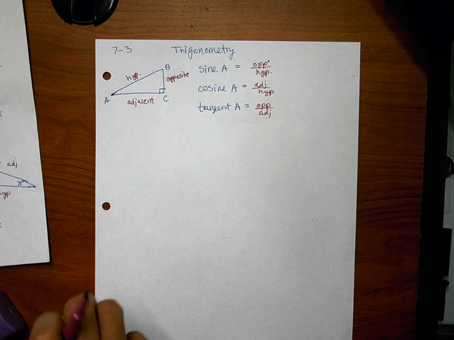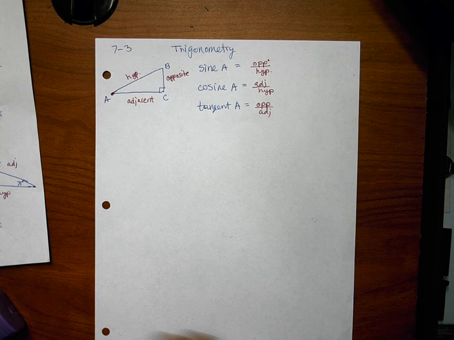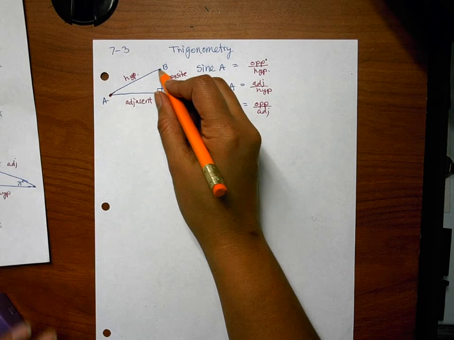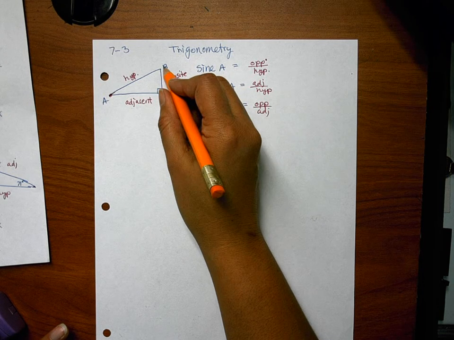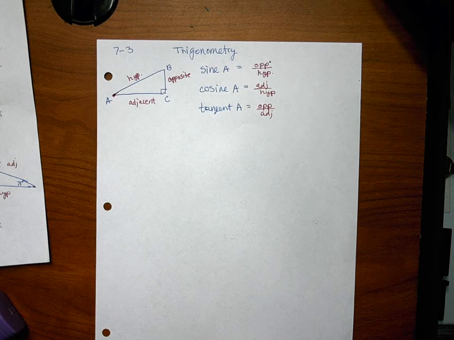Now, I only labeled the sides here in reference to angle A. If I were to have done angle B instead, that would still be the hypotenuse, but this would be the opposite, and this side would then become the adjacent. Can you see that? Opposite, adjacent in reference to angle B.